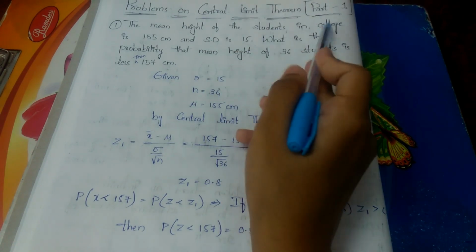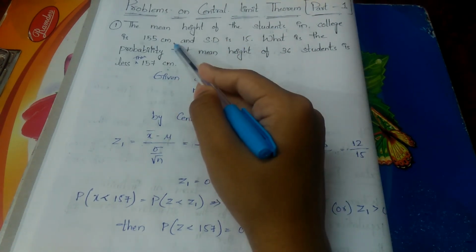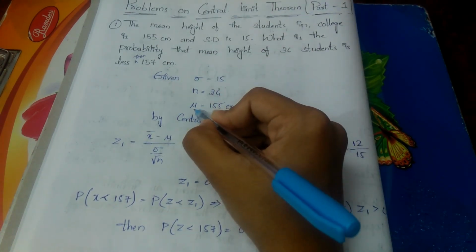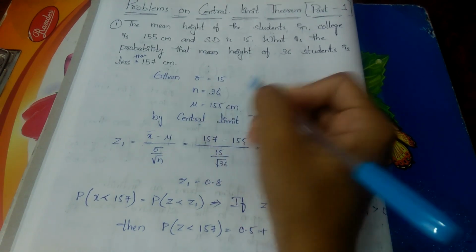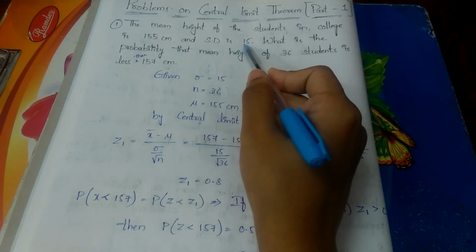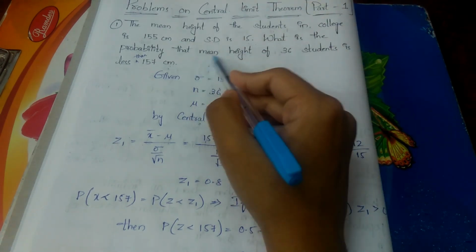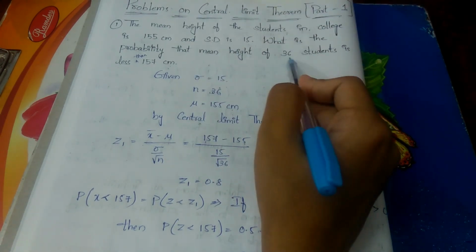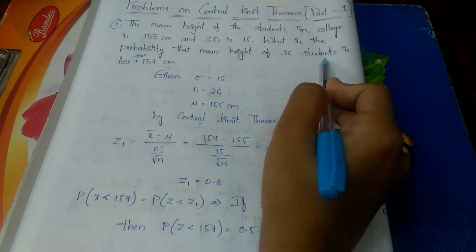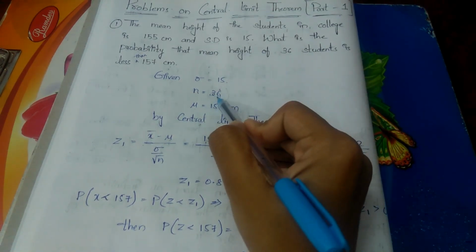The mean height of the students in a college is 155 centimeter. So that means mu is equal to 155 centimeter and the standard deviation is 15, so sigma is equal to 15. And the mean height of 36 students, so 36 is the sample size, so n is equal to 36.